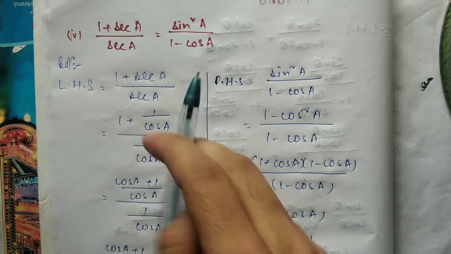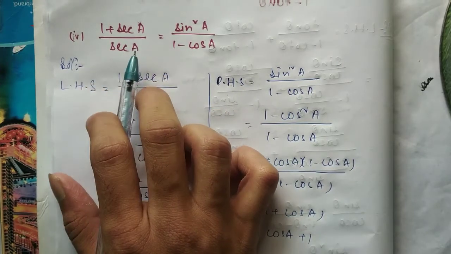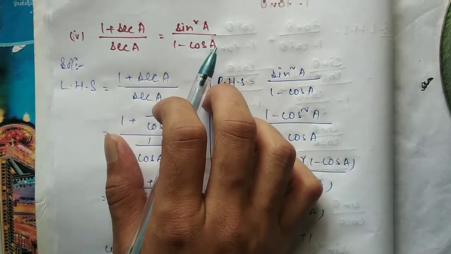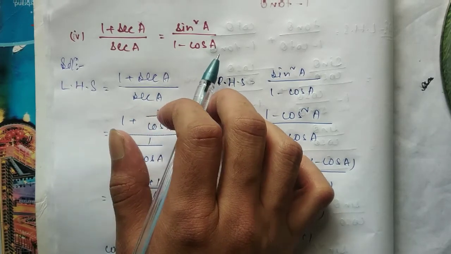Now the next problem is to show that (1 plus sec theta) divided by sec theta is equal to sin square a divided by (1 minus cos a).